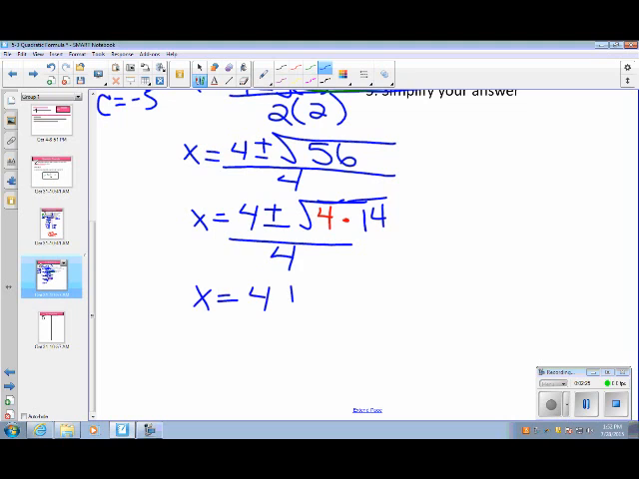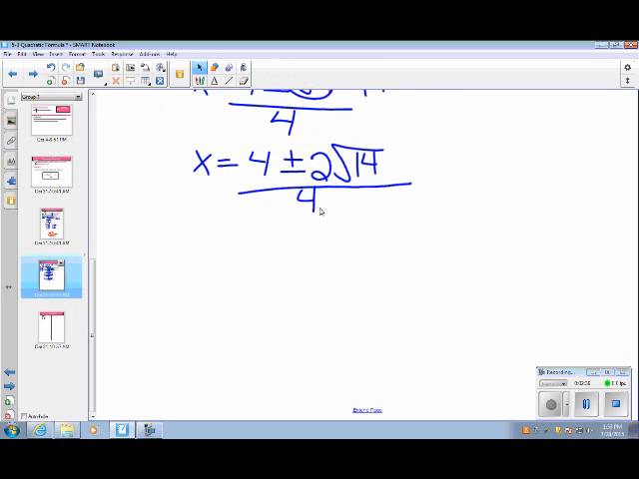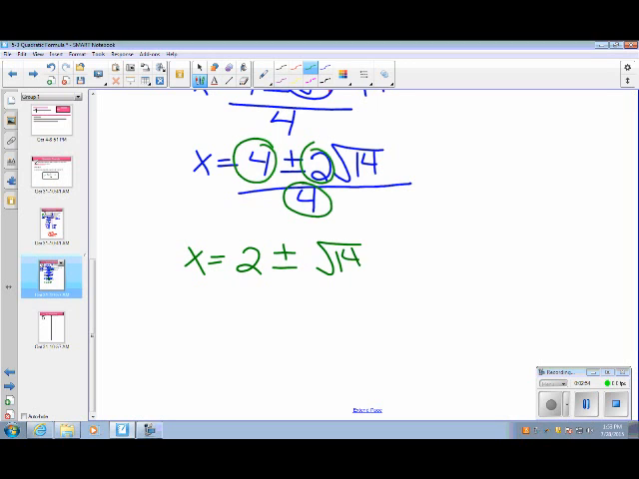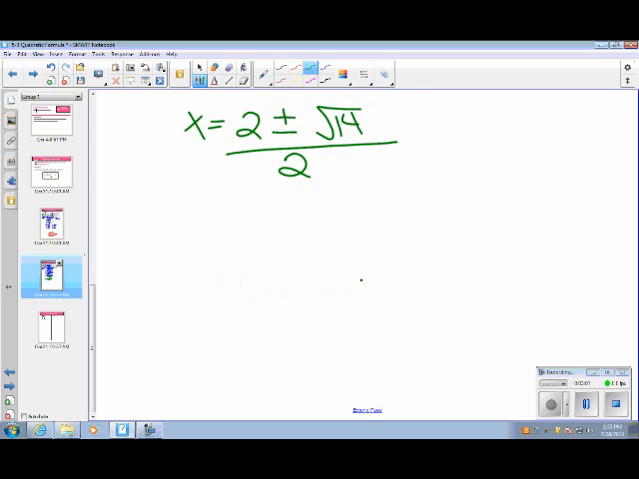It's 4 plus or minus the square root of 4 is 2, rad 14, all over 4. Now the last step is to double check to see if it's completely simplified. The values that you're going to look at are the ones that are circled here, and you're going to see if they all have a common factor. 4, 2, and 4 are all divisible by 2. 4 divided by 2 is 2. 2 divided by 2 is 1, so you can write 1 the square root of 14 or just square root of 14. And then 4 divided by 2 is 2. Now this is the simplest form for the roots.